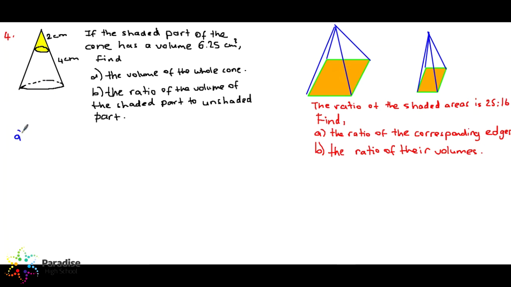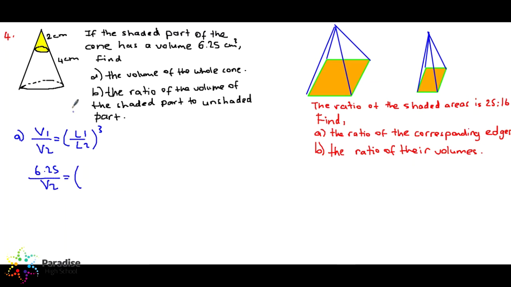Now, we've got a small cone and a big cone, so there are two similar shapes. What is the relation between the volumes? Volume 1 over volume 2 is equal to L1 over L2 cubed. The volume of the smaller cone is the shaded part, 6.25, divided by V2. What does V2 stand for? V2 is the volume of the big cone.